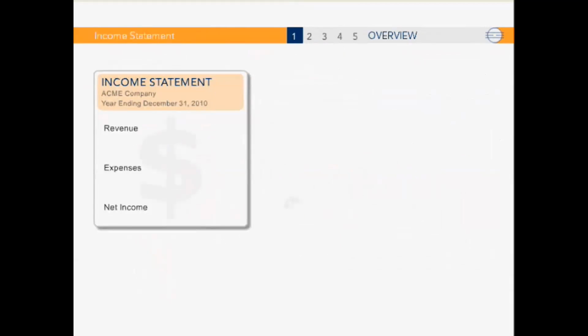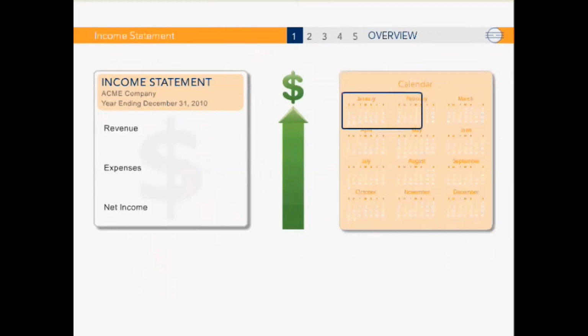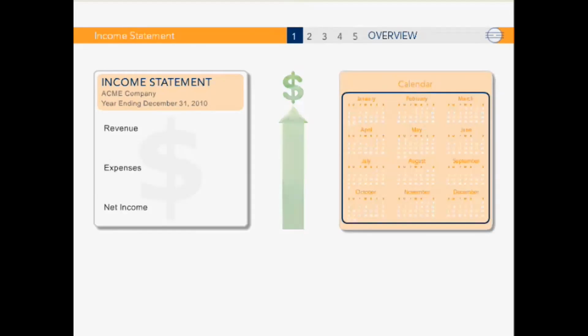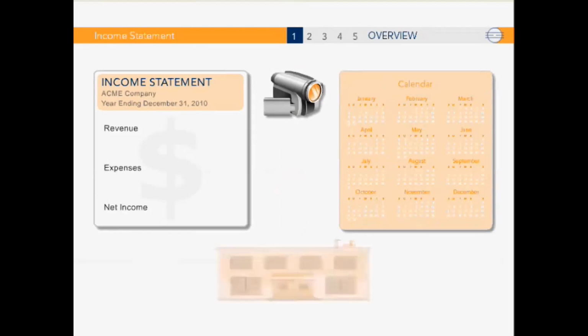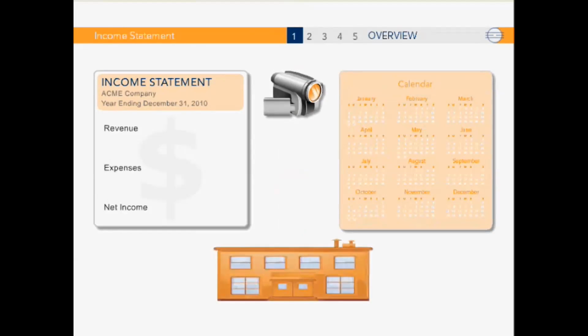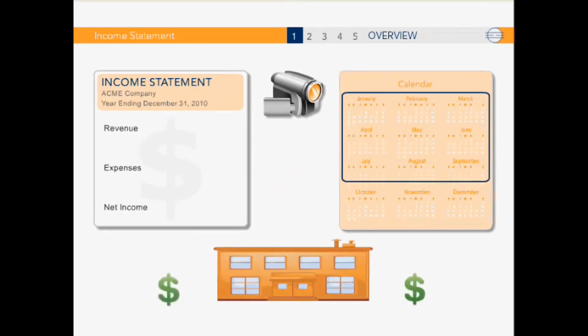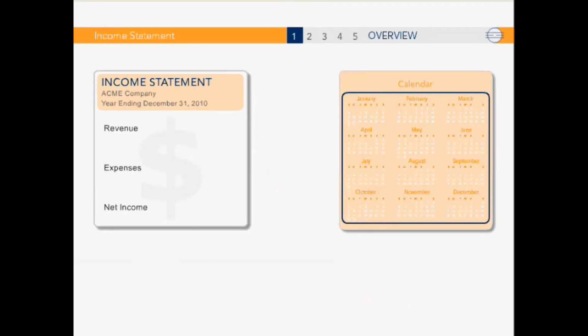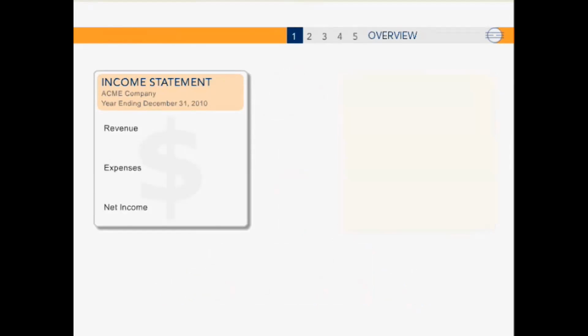Simply put, the income statement tells you whether or not the company is profitable during a given period, usually monthly, quarterly, or annually. It may be helpful to think of an income statement in terms of a video camera. At the start of a period being measured, you hit the record button and the camera starts recording everything that takes place until you press stop. Similarly, an income statement indicates how a company is performing over an extended period of time.